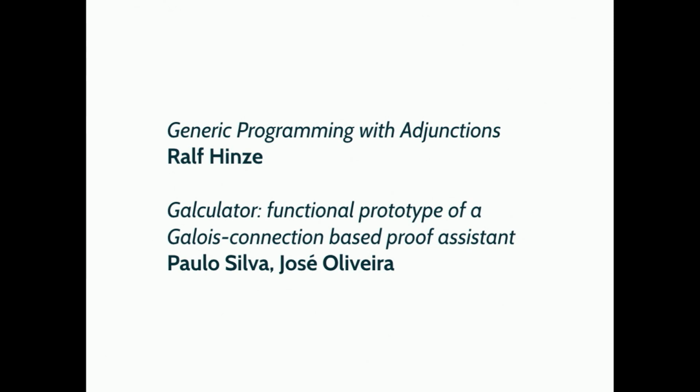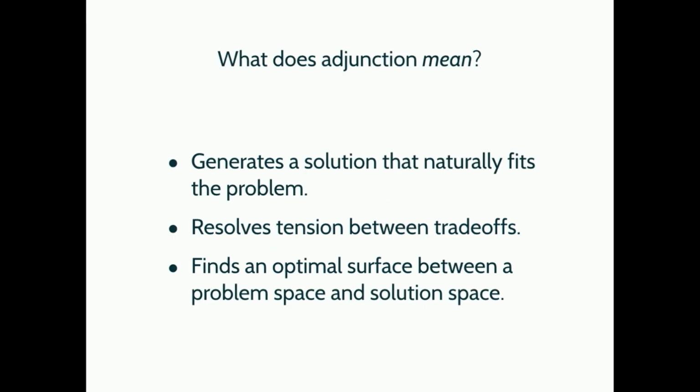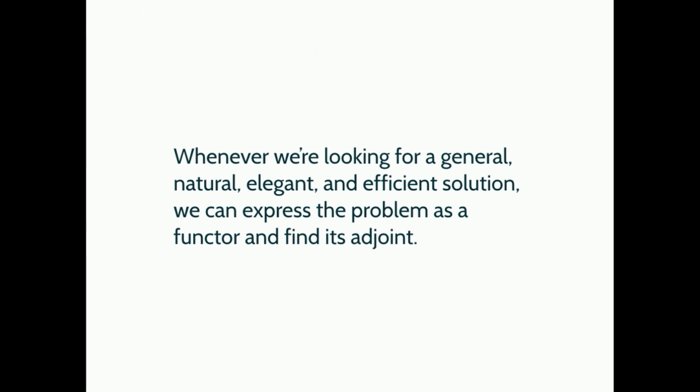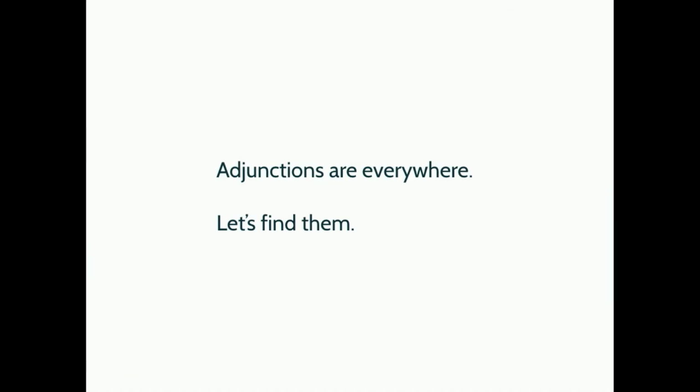They talk about how to do generic programming using adjunctions. I don't really have time to go into these philosophical things about adjunctions, but come talk to me afterwards if you want to talk about adjunctions some more. Whenever we're looking for a general, natural and elegant solution to some problem, just express the problem as a functor and find its adjoint. It's as simple as that. So adjoint functors are everywhere, and we should totally go look for them. Thank you.